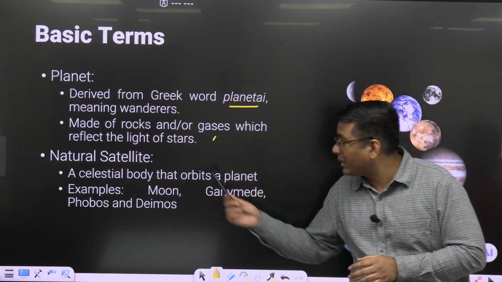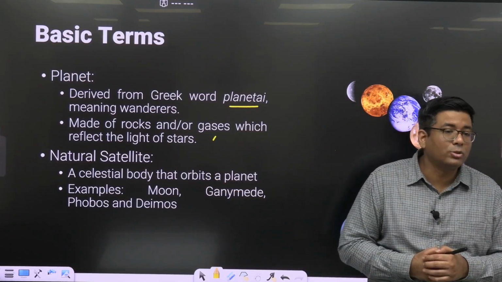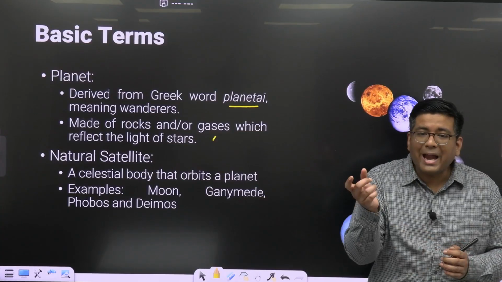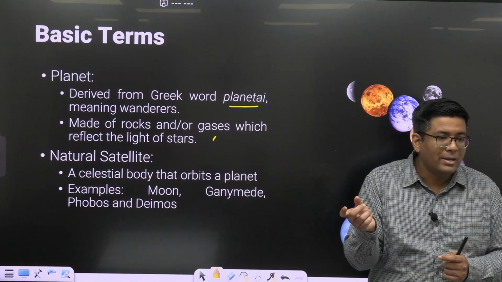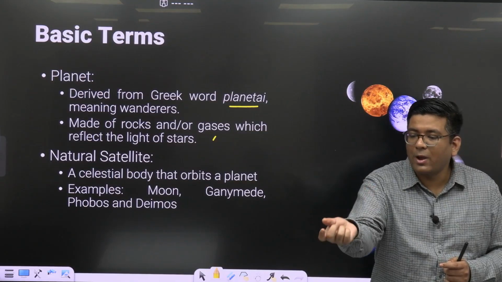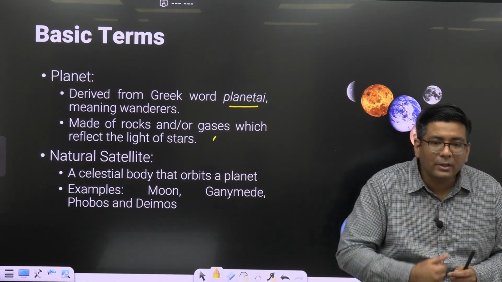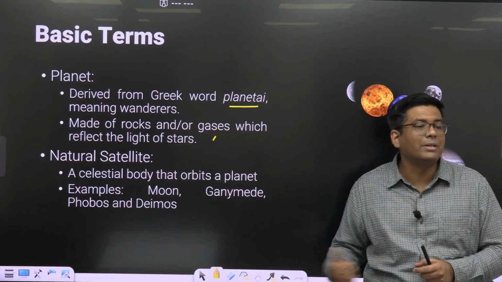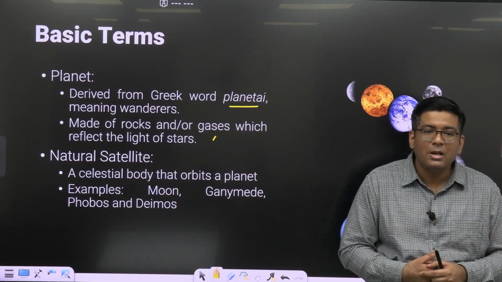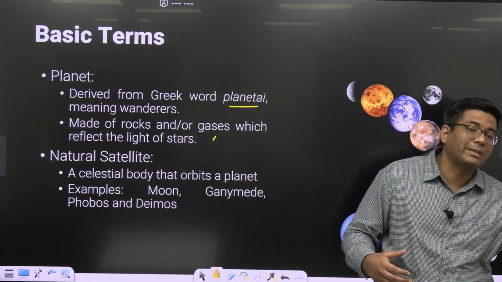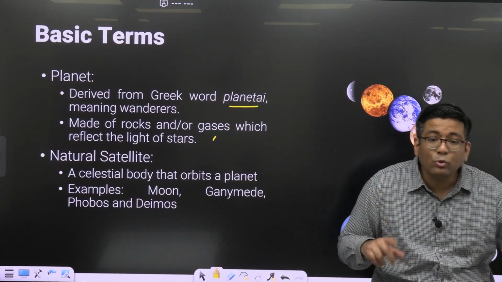And subsequently, they do not have any source of heat and light. They actually act as mirrors. Just like if you place a coin here, whatever light is falling on it, you will see its reflection. That is the same thing which happens here. So they act as reflectors. Whenever light falls on them, it reflects. This also is true for Earth.